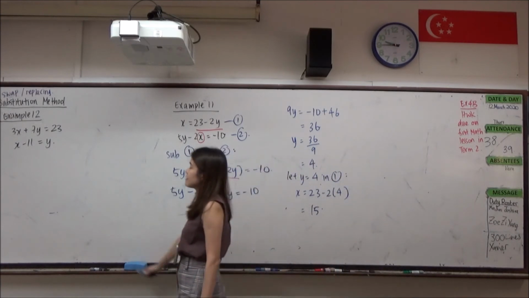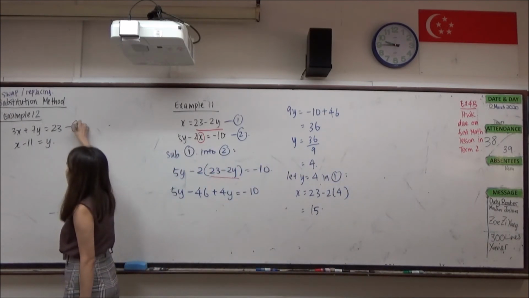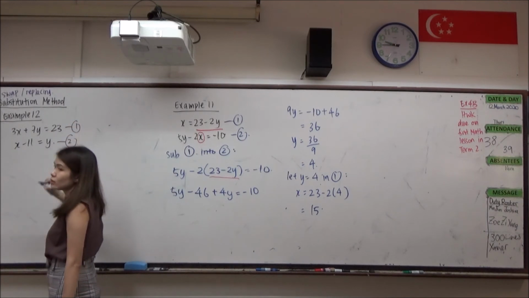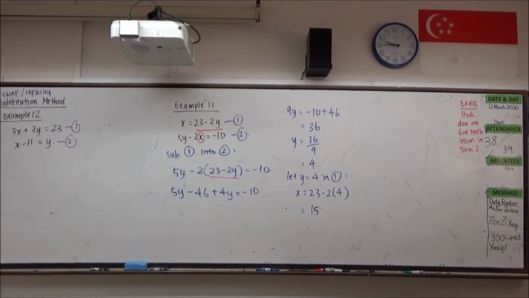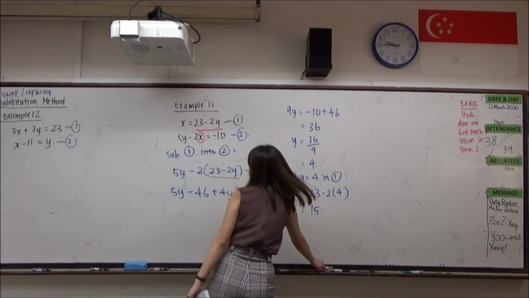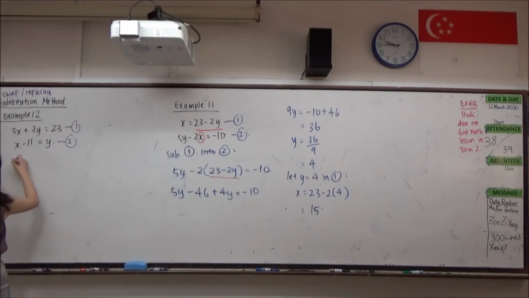We have 3x plus 7y equals 23, and also x minus 11 equals y. I would like you to bring to your attention equation 2, where we have x minus 11 equals y. That has the same meaning as y equals x minus 11. They mean the same thing, because if this side equals this, I can read it from the right to the left. So exactly the same meaning.